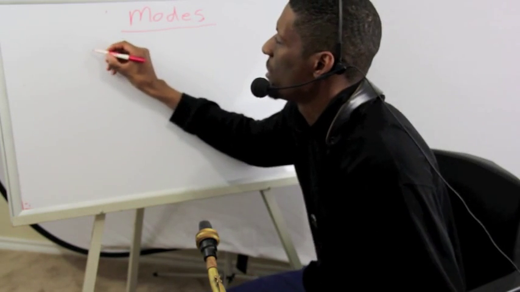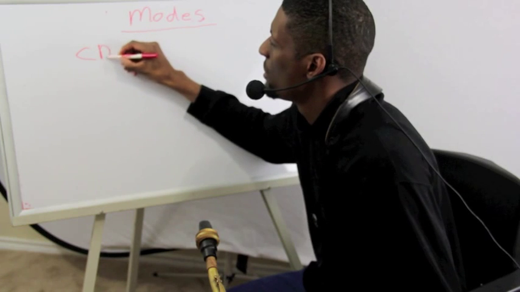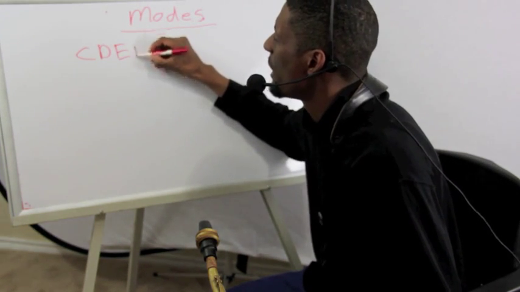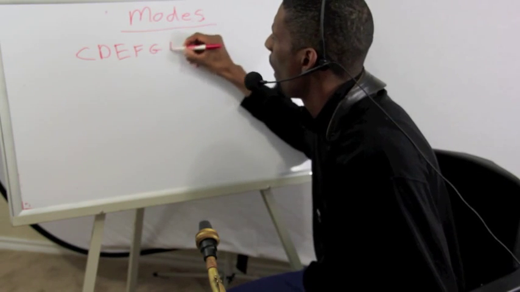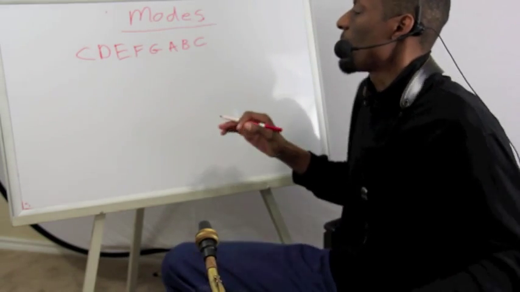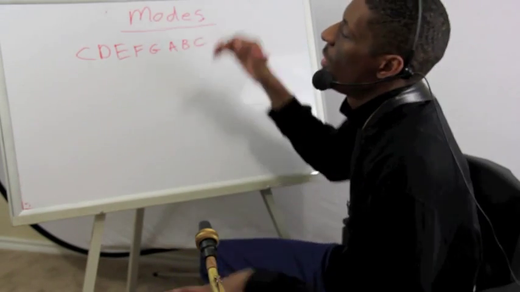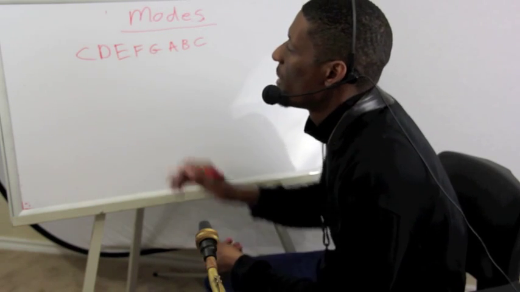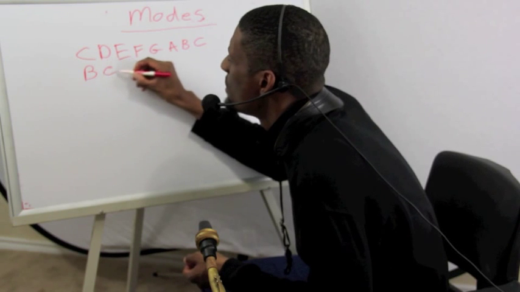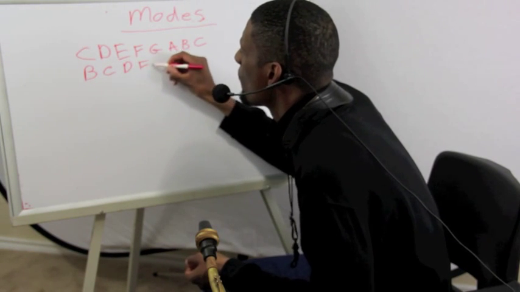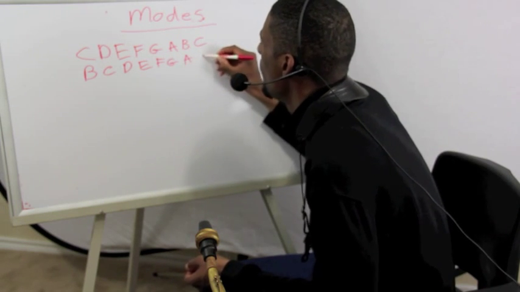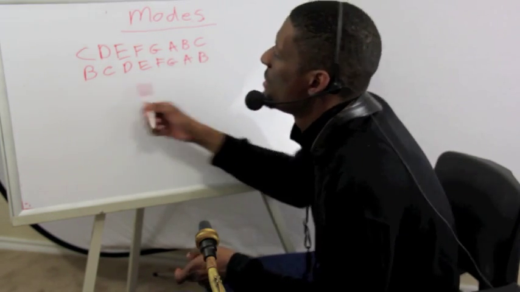So let's do this. I'm going to start up here and do a C major scale. C, D, E, F, G, A, B, and then C. And what I'm going to do is do it from the top going down. So underneath here, we got B, C, D, E, F, G, A, B. So this is 7.